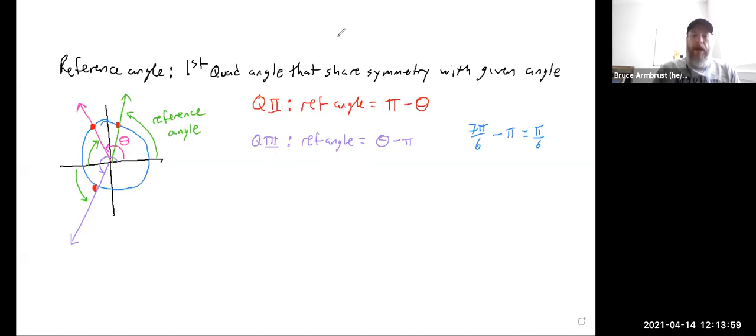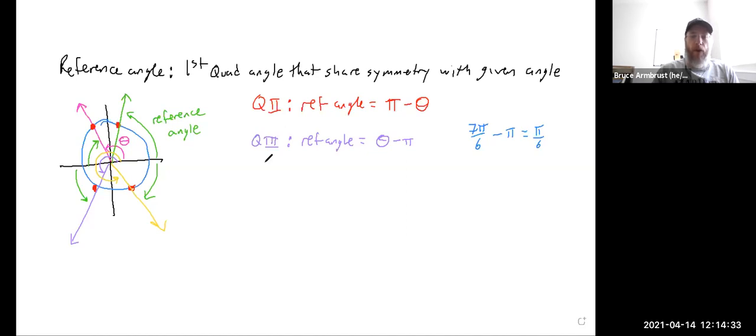All right, so that's how we do that in quadrant 3. If we're in quadrant 4, we're looking for this point. So let me draw yellow guy. So now our theta is this. Our reference angle is now here. So we're almost to 2 pi. We're just a little bit away from 2 pi, right?